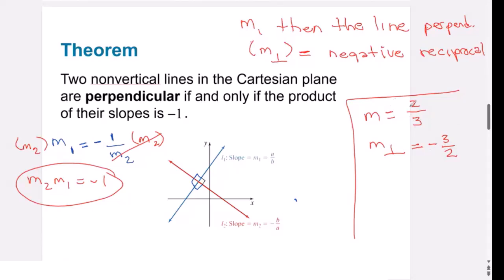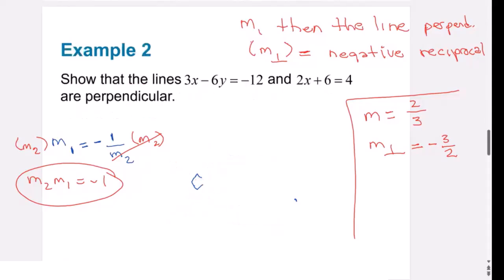The sign is the opposite and the numbers are the opposite. Whichever way you like, I don't care. I would say the negative reciprocal, but if that's not something that you would normally say, however you want to think about it is fine with me. Okay, so now let's see what our next question asks.